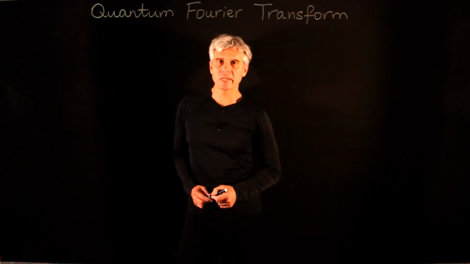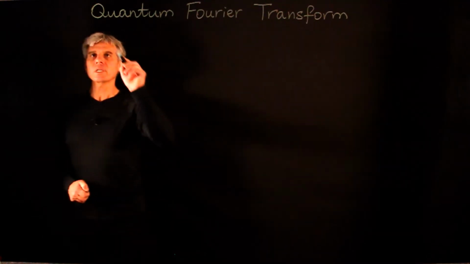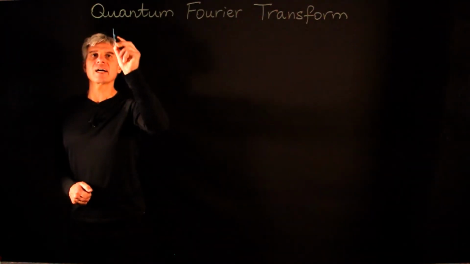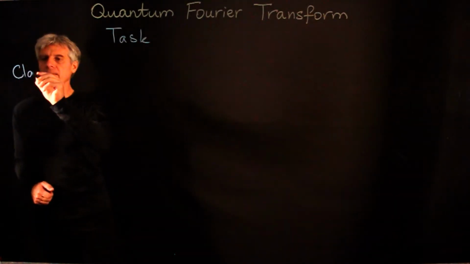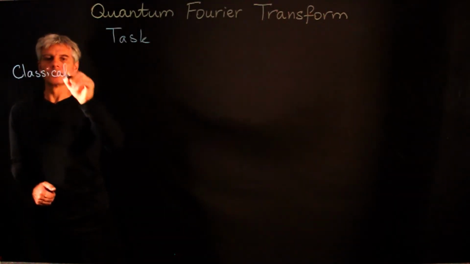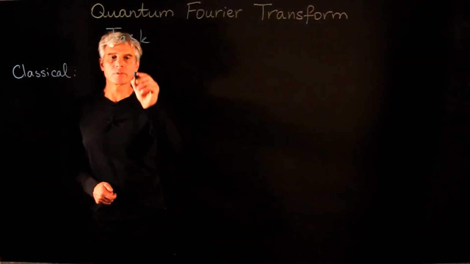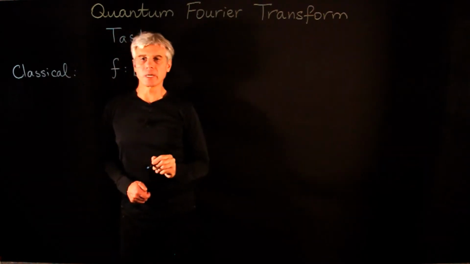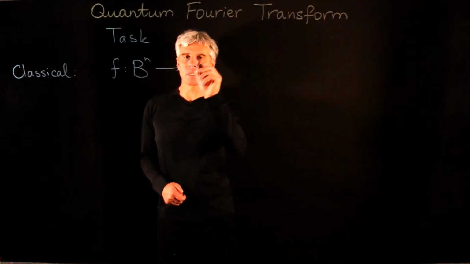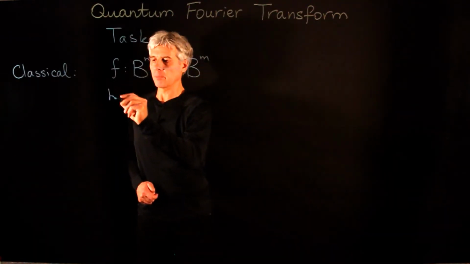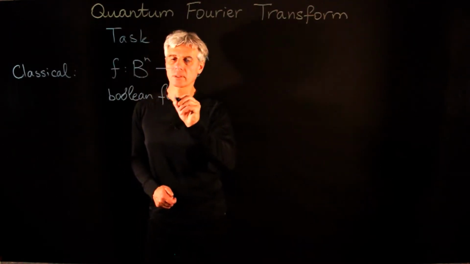Let us take a bird's eye view on classical and quantum computation. So here we start with what's a task. So in classical case, the task is a Boolean function. It's a function that operates on n-bit strings with values in m-bit strings.